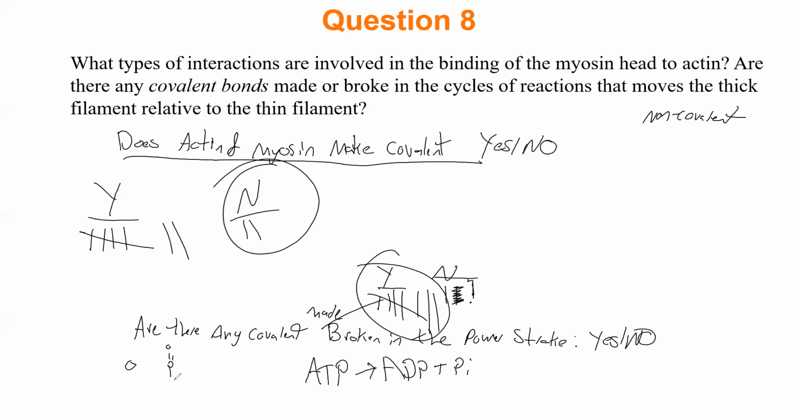Let me draw phosphate here really quick. Oops, it's P. And this is adenosine. So ATP has 3 of these phosphates, and when you're breaking ATP, you just take one of these phosphates and you remove it. And that's what inorganic phosphate means. Inorganic phosphate looks like this. So yes, we are breaking a phosphate covalent bond during the power stroke.